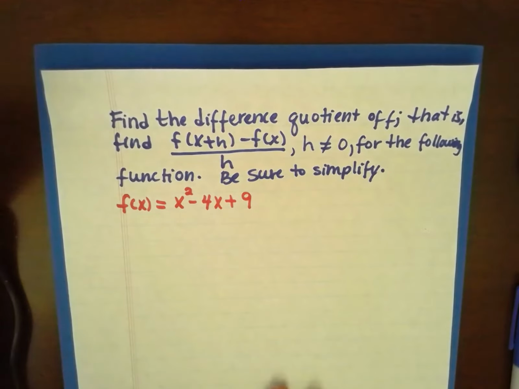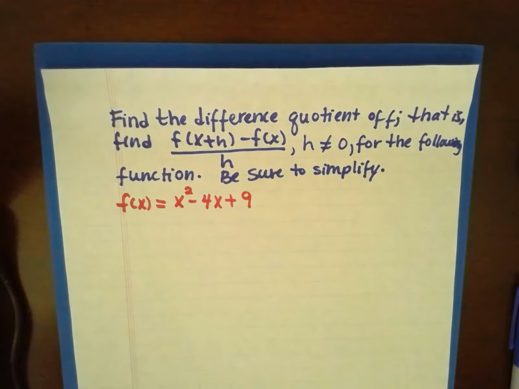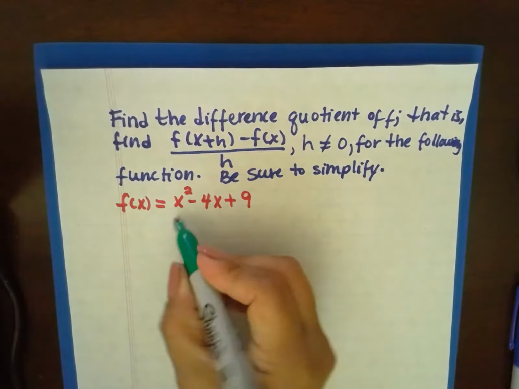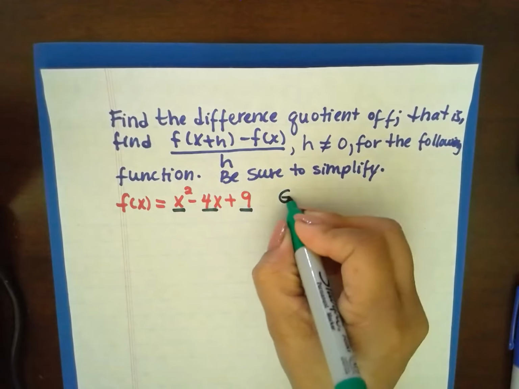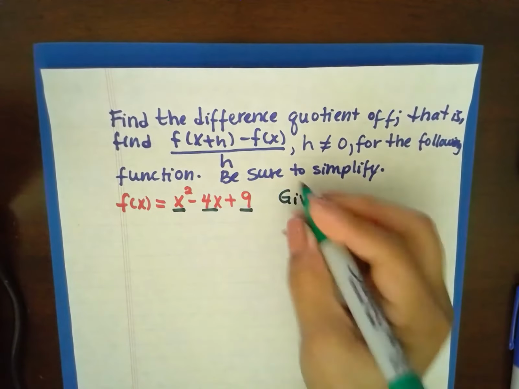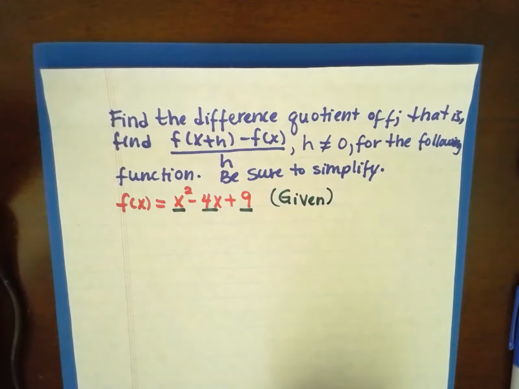In this video, we're going to work on finding the difference quotient of a function, that is f of x plus h minus f of x divided by h, where h is not equal to 0, for the following function. Be sure to simplify. So in this exercise, notice that the original function is a trinomial. So the given function is a trinomial because it has 3 terms.